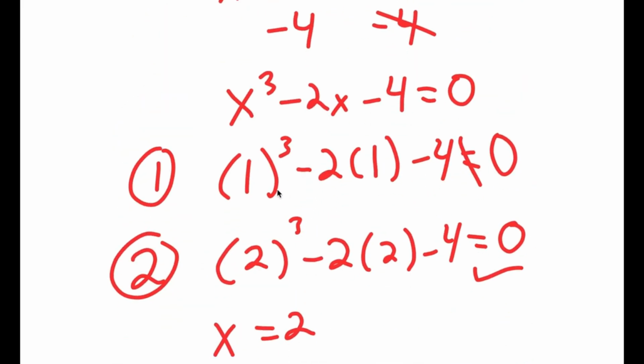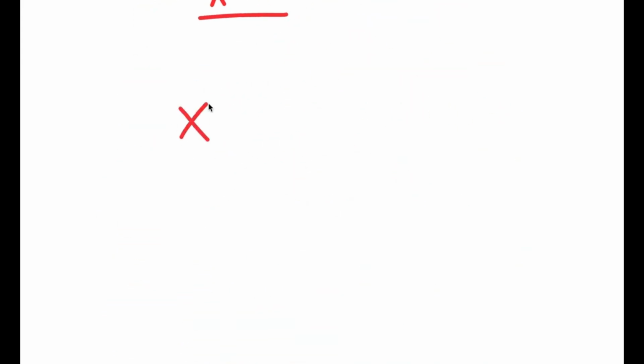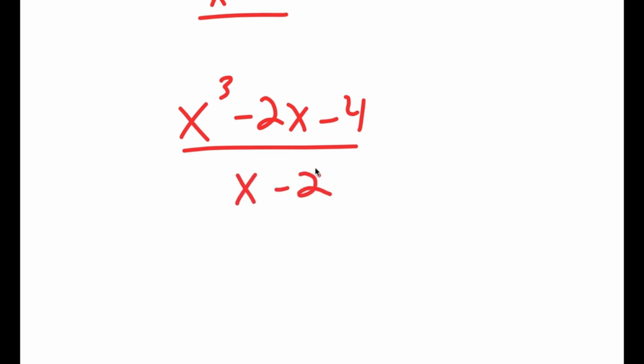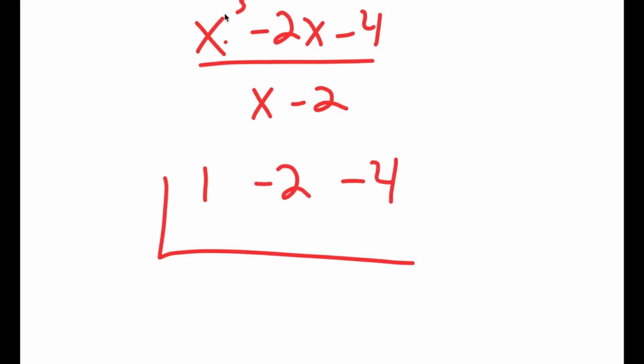So now what we're going to do is divide x to the power of 3 minus 2x minus 4 by x minus 2. So I get x to the power of 3 minus 2x minus 4 over x minus 2. And to solve this, we're going to have to use synthetic division, and if you don't know what that is, I would recommend watching a YouTube video on it. So the coefficients of our numerator are 1, -2, and -4, and then we have a 2 over here.